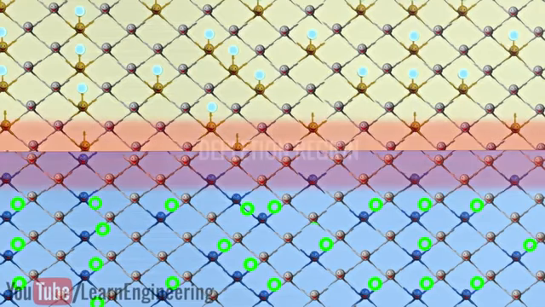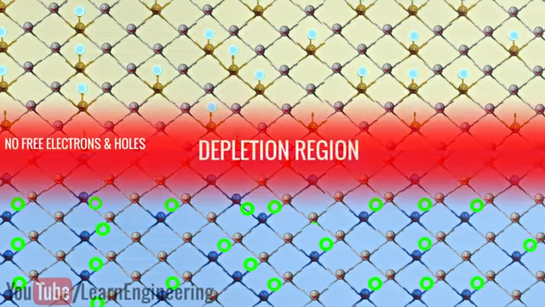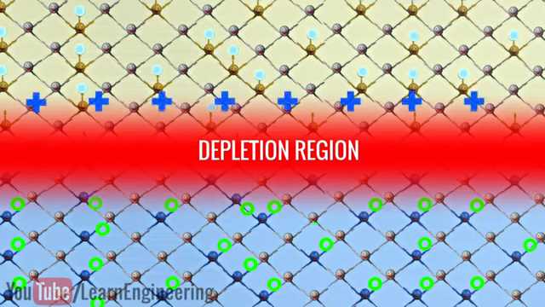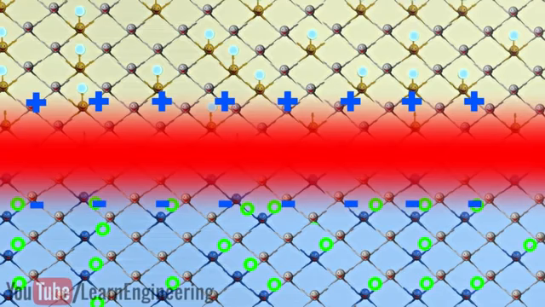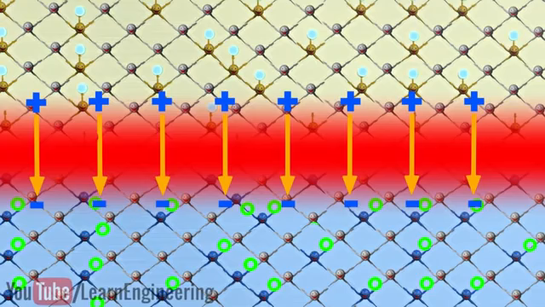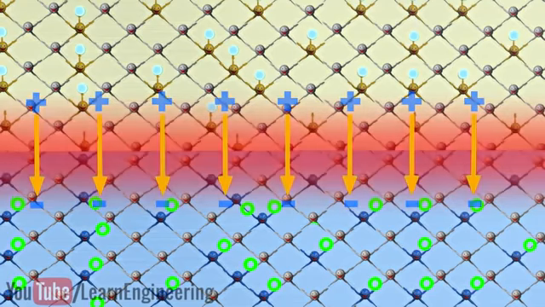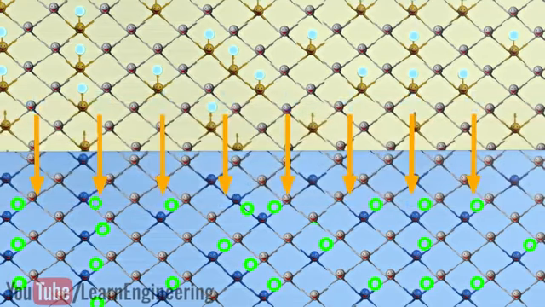This way, a depletion region is formed, where there are no free electrons and holes. Due to the electron migration, the n-side boundary becomes slightly positively charged, and the p side becomes negatively charged. An electric field will definitely be formed between these charges. This electric field produces the necessary driving force. Let's see it in detail.